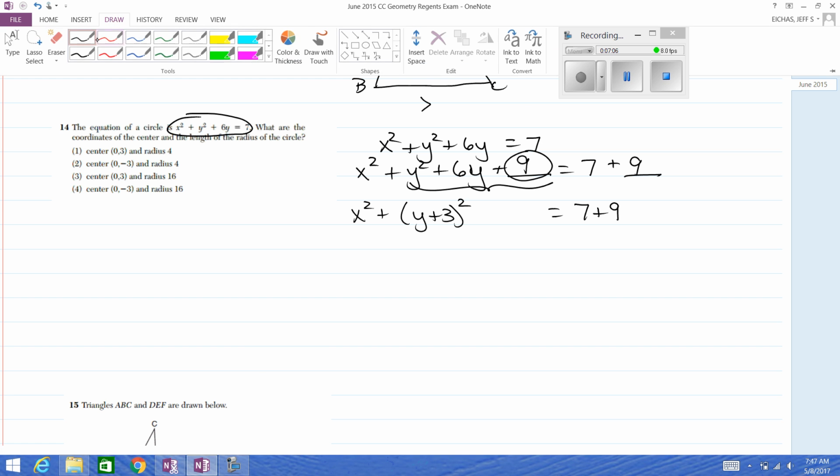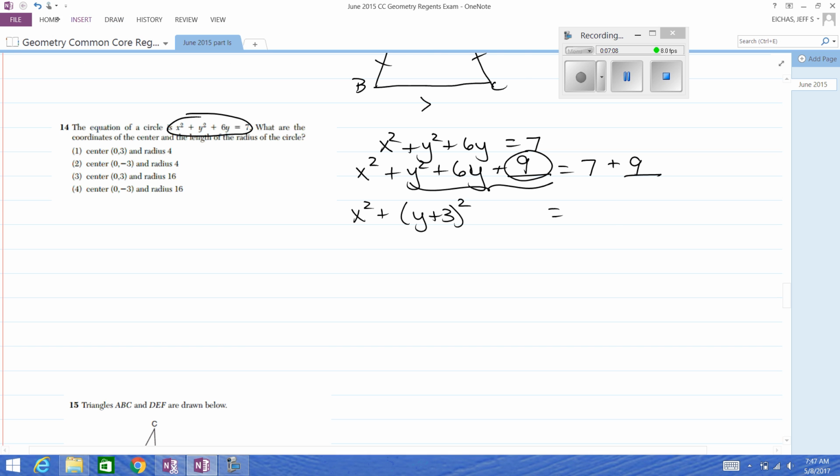Is 16. So now from here, we'll get the center and radius. Center, it's going to be 0, negative 3. Radius is the square root of 16. So that's 4. Let's see, we're looking at choice 2.